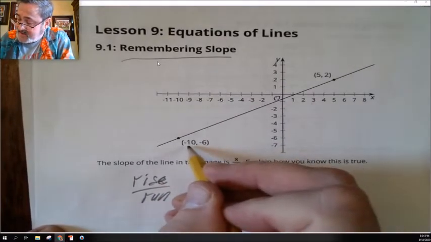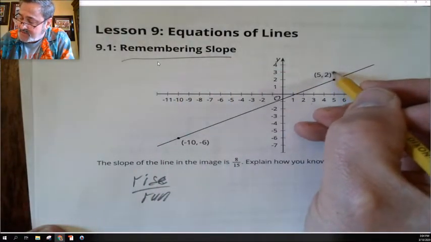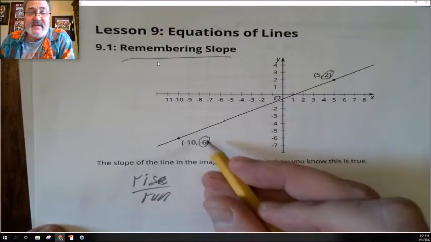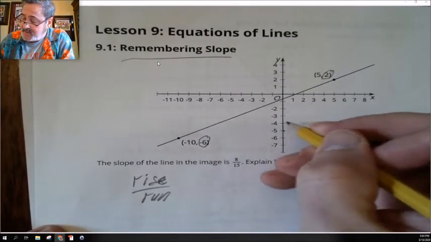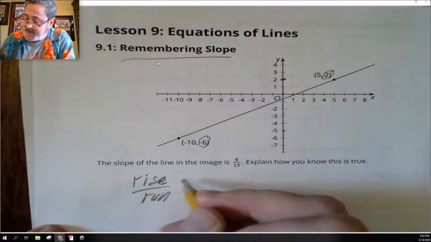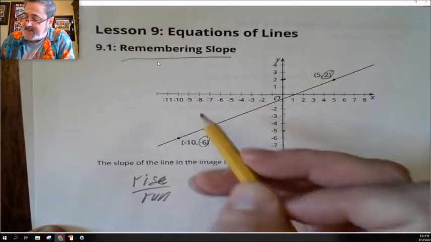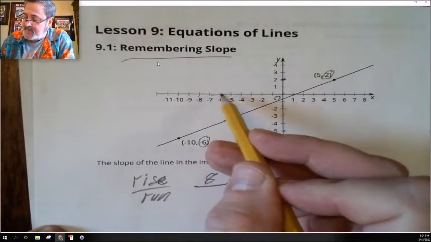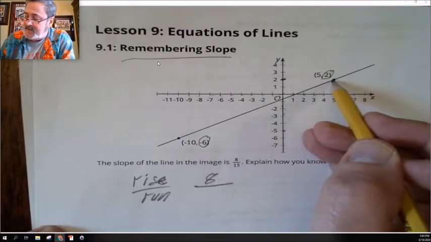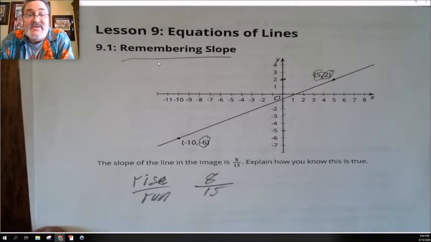So this is at -6. If we rose 8 from -6, it would raise it up to 2. See, that is going up from -6: 1, 2, 3, 4, 5, 6, 7, 8. That's the rise, 8. Run of 15, the x coordinate is -10: 1, 2, 3, 4, 5, 6, 7, 8, 9, 10, 11, 12, 13, 14, 15. Puts us at 5. So that would be the rise over run.